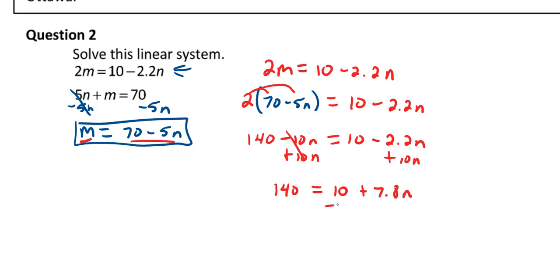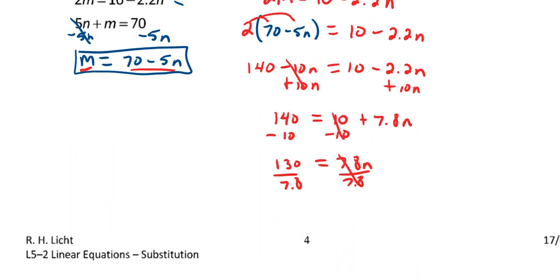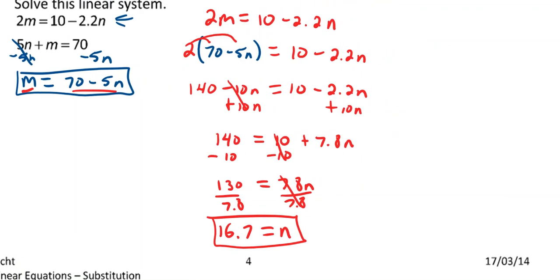And then we'll subtract 10 from both sides, so minus 10. So we get 130 is equal to 7.8n. And then we're just going to divide both sides by 7.8. So 130 divided by 7.8 is 16.6 repeated, or 16.7, is equal to n. All right, almost done.